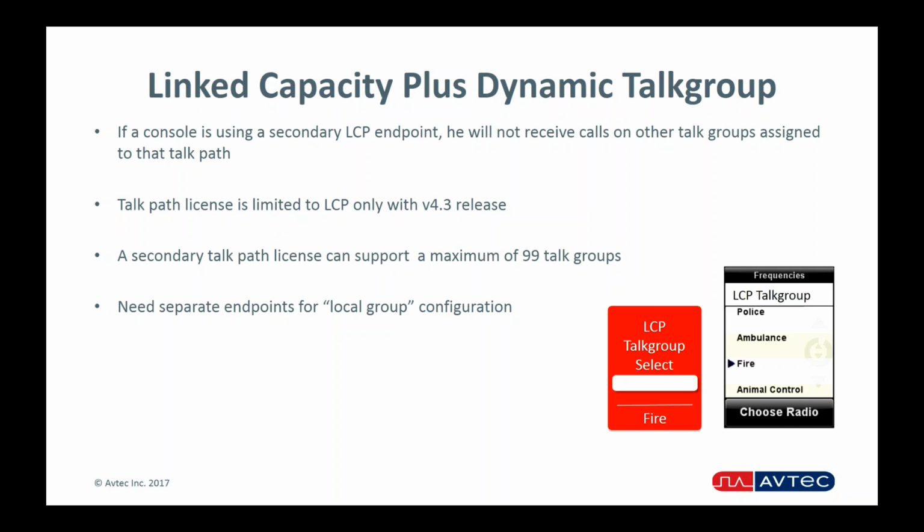These are some of the caveats that we talked about. The console that is using the dynamic talk group won't receive any audio or calls on other groups assigned to that talk path. You have a maximum of 99 groups you can assign to any one of those dynamic pads. And if you have your system segmented to perform local group calls, you'll need a dynamic group for each local group.